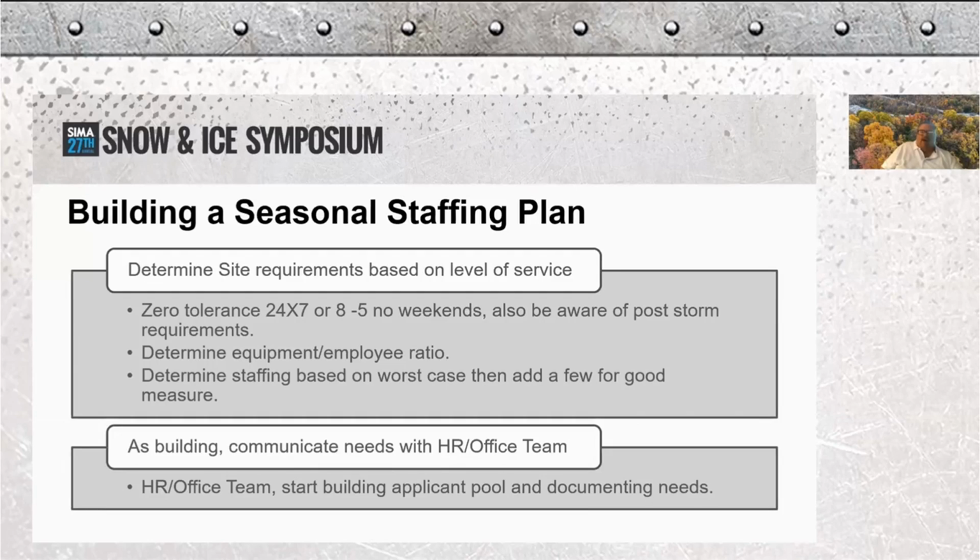All of that plays into it, because all we're doing is trying to derive a staffing number. So then we're going to determine the equipment and the employee ratio. And then we're going to determine staffing based upon the worst case scenario, and then always add a few for good measure. So if we come up and say that the site needs to be staffed with 3 people, we're going to say, okay, well, we need to plan to have 4 or 5 people there. Again, the worst case says that we need 3, but we're going to plan for 4 or 5 because you have call offs, you have people that don't show up, and people get sick.